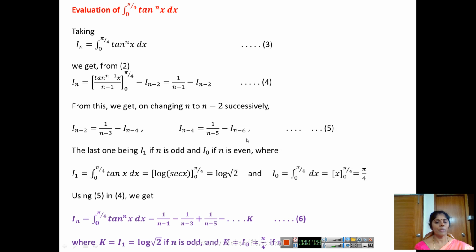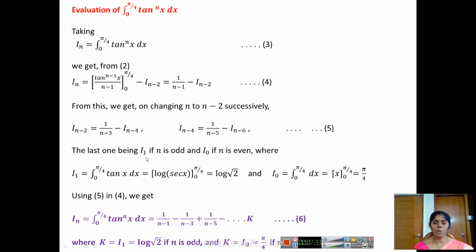So we can continuously do the successive terms of I n minus 6, I n minus 8, I n minus 10 like this. At the end, we get two terms. One is I1 and another one is I0. That is, the last one is I1 if n is odd and I0 if n is even.